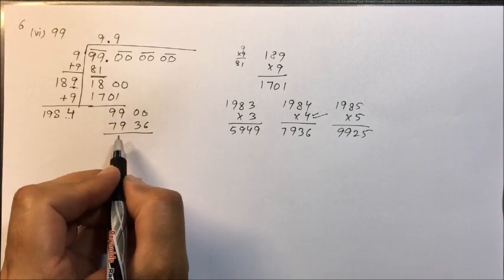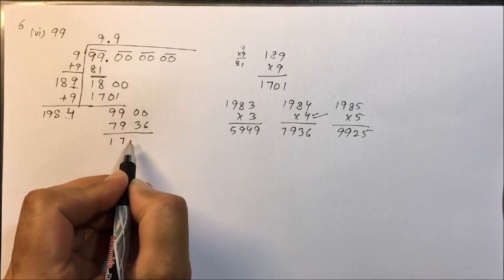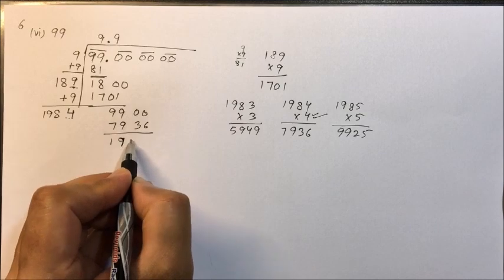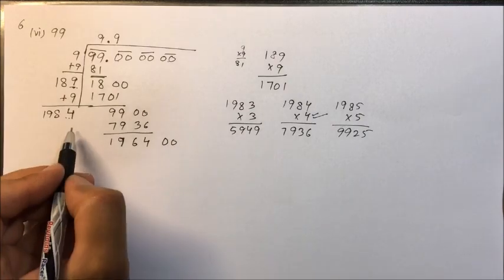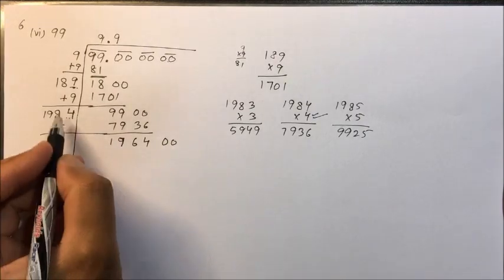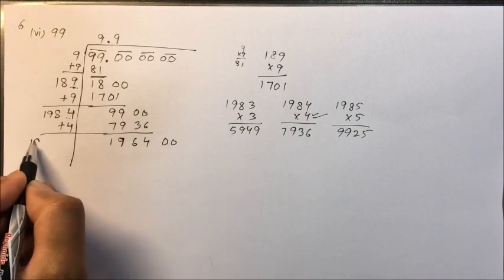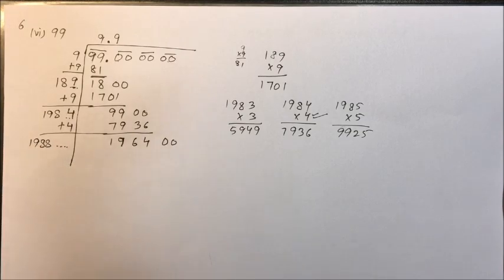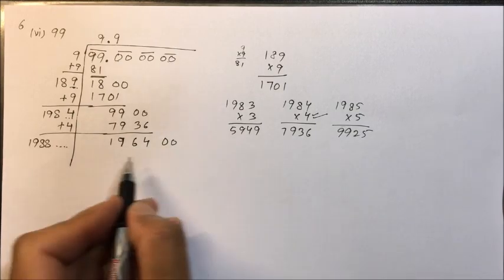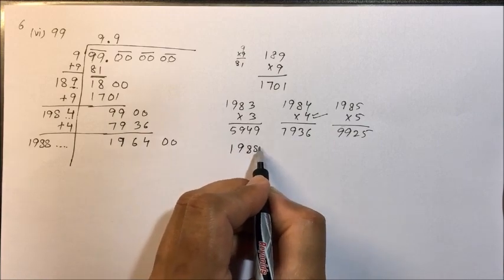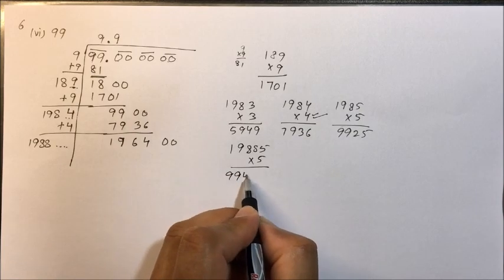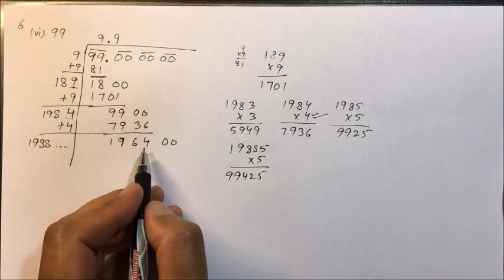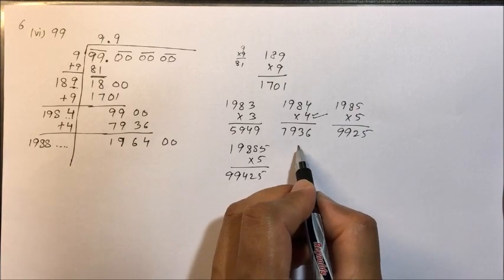The remainder will be 171,964. Now the next pair we put here, and we add 4 to this. We are getting 1988. Again we will find the digit here. Now we can check with any number. 19885, I am going with 5 first. We are getting 99425. It is very less as compared to this one. I go with 6.